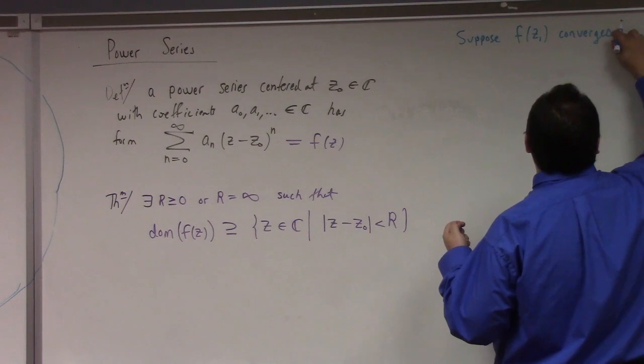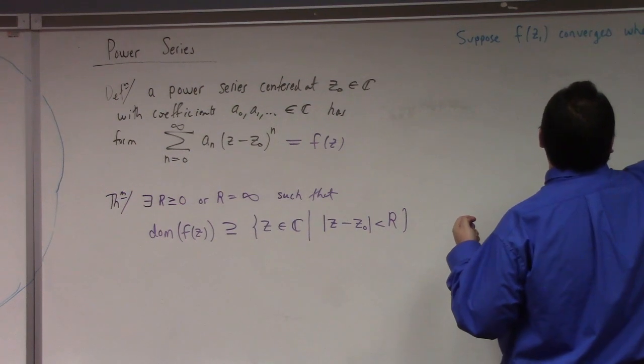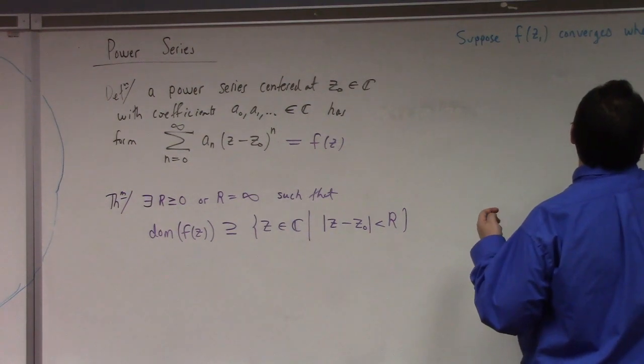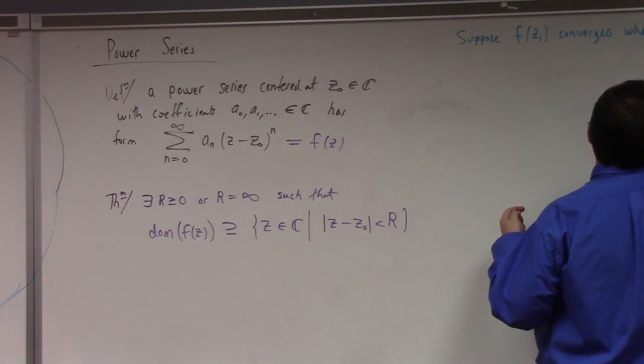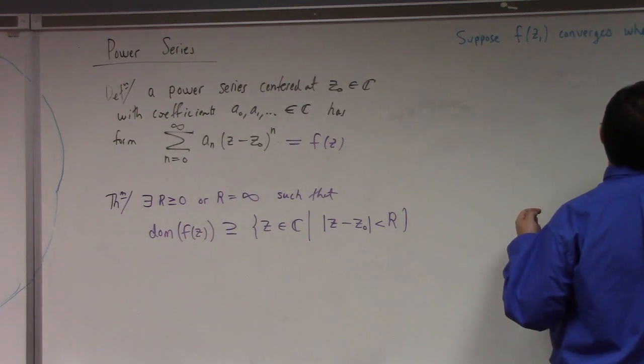Where we're going to put f of z simply equal to the sum n equals 0 to infinity of a sub n z to the n, okay?